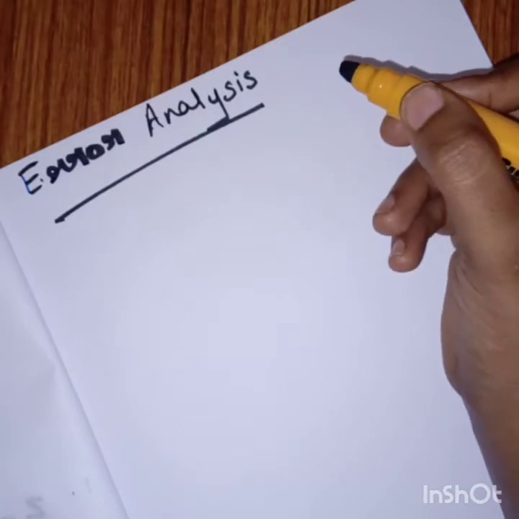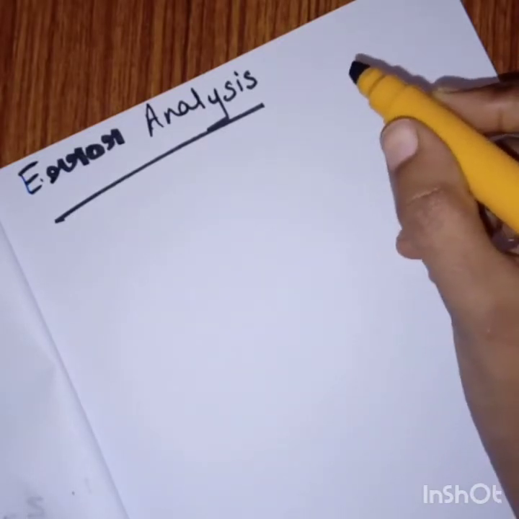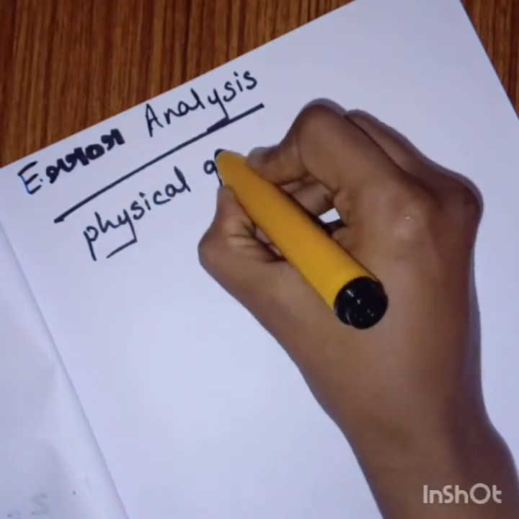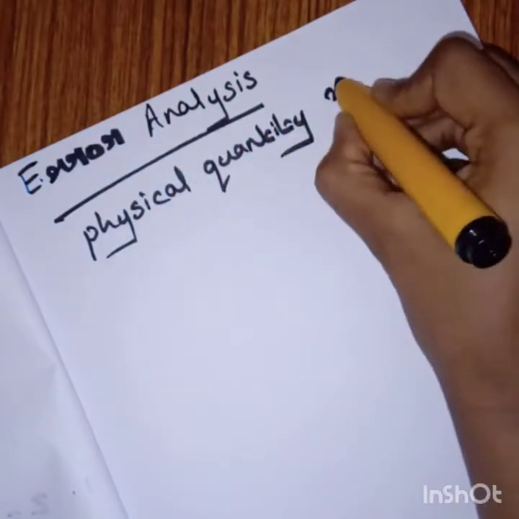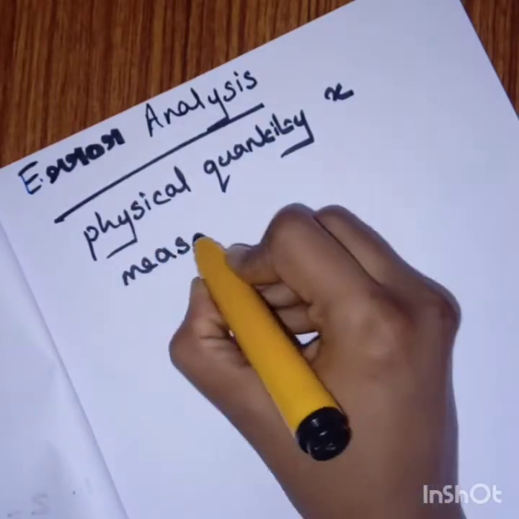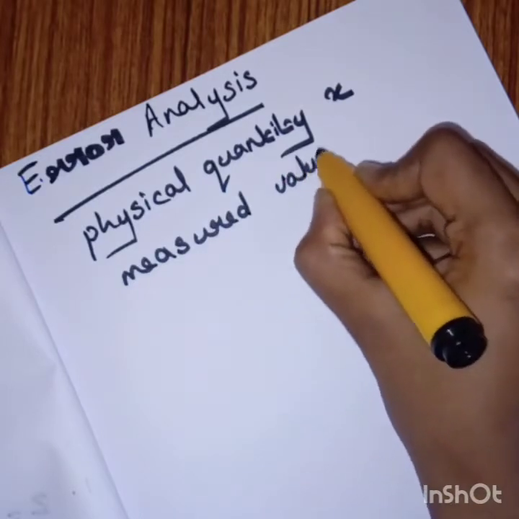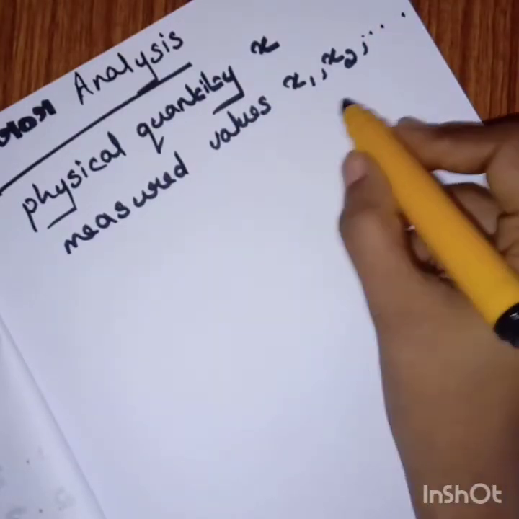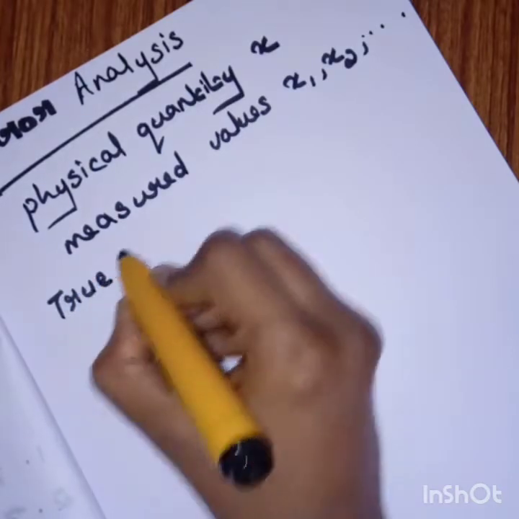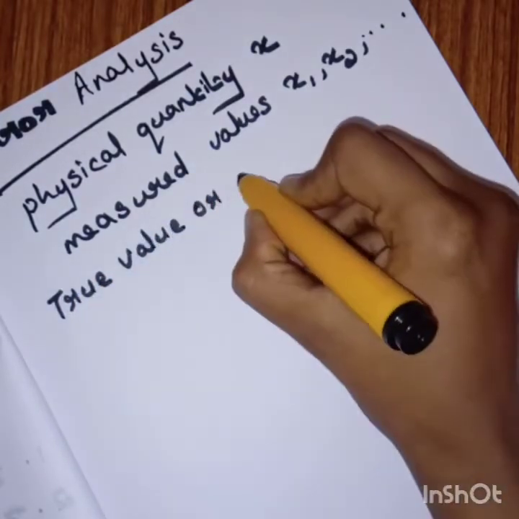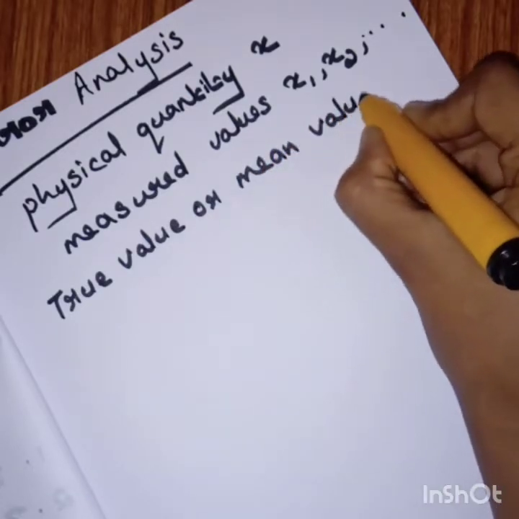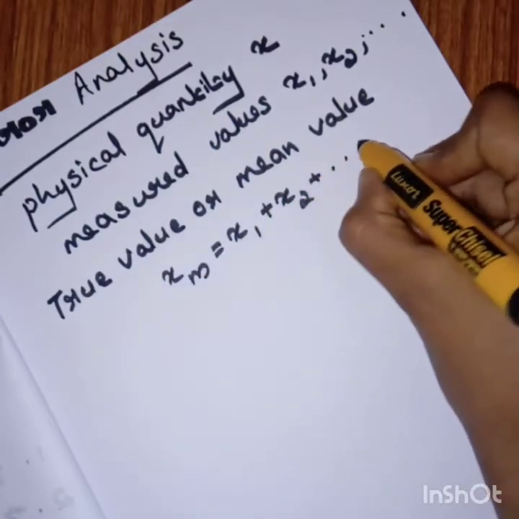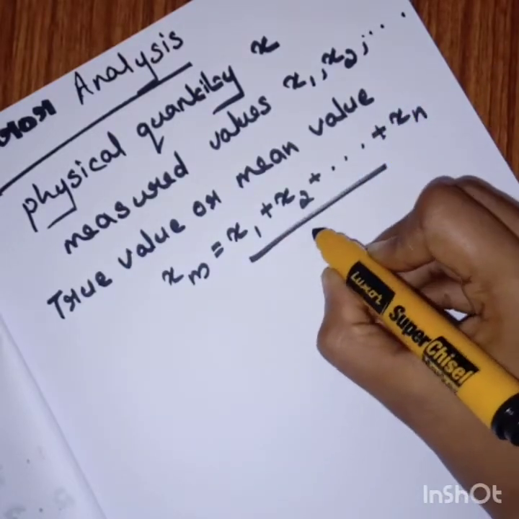Every measurable quantity has an error. That means if the physical quantity measured is x, and the measured values are x1, x2, like that, its true value, that means the correct value or mean value, I denote as xm. xm is equal to x1 plus x2, like that up to xn, divided by n, the total number of terms.